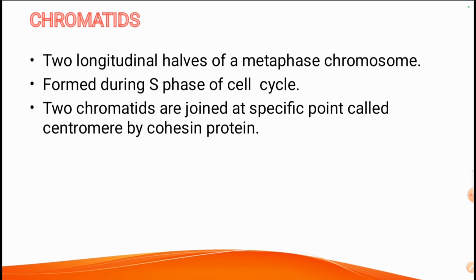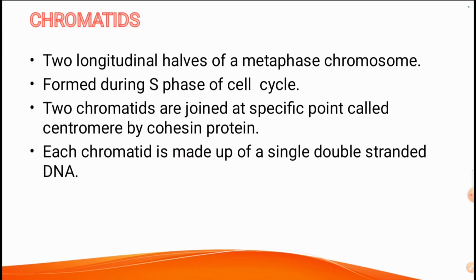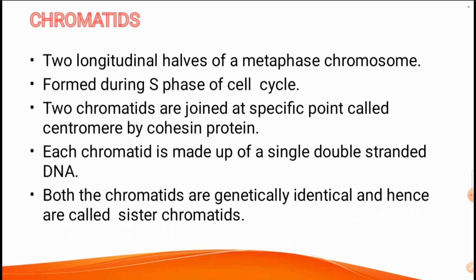Now the two chromatids are joined at a specific point called the centromere by a protein called cohesin. Okay, and each chromatid is made up of a double-stranded DNA. Okay, so this is how it looks.